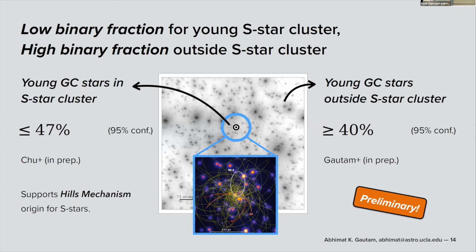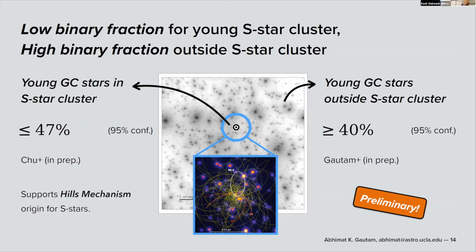He's not detecting any binaries in that sample, and he's placing an upper bound of about 47% in that young S star cluster. And when we look at our constraints of the binary fraction, as we step outside of the S star cluster, further away from the black hole, we end up finding a very high binary fraction. So we are finding a much higher binary fraction outside of the S star cluster. Using the same types of confidence limits, we can say that the binary fraction outside of the S star cluster is greater than 40%.